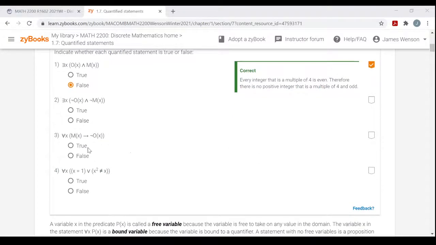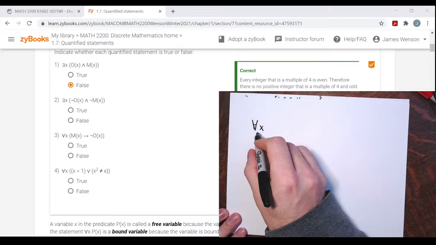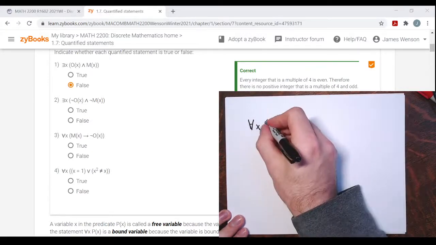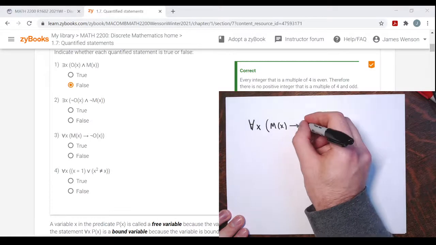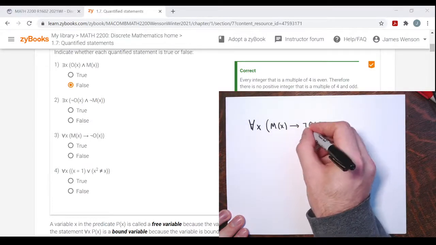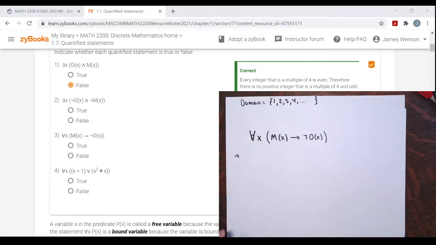All right. Then I want to look at number 3. The for all statement. So again, I'll write it out. We'll pull up some paper here for you again. So number 3, we're looking at the statement for every x, for all x, and then in parentheses we have M of x implies, right, implication, not O of x. Remember, this is the negation symbol, and that's all in parentheses. So in English, if I was writing this as a complete sentence, and there's the domain again. The domain is all positive integers.